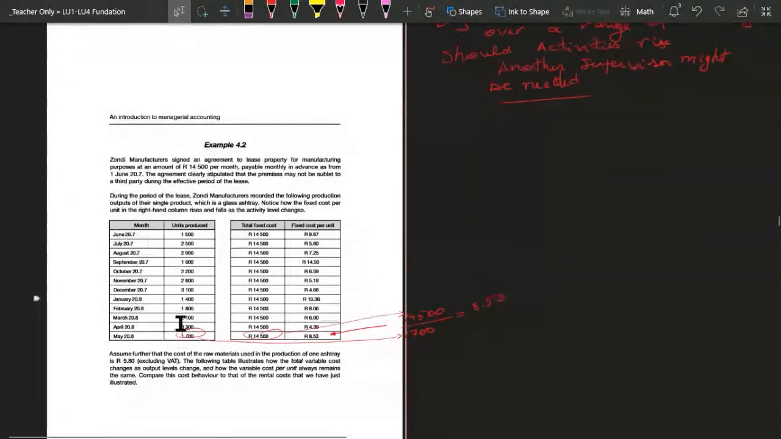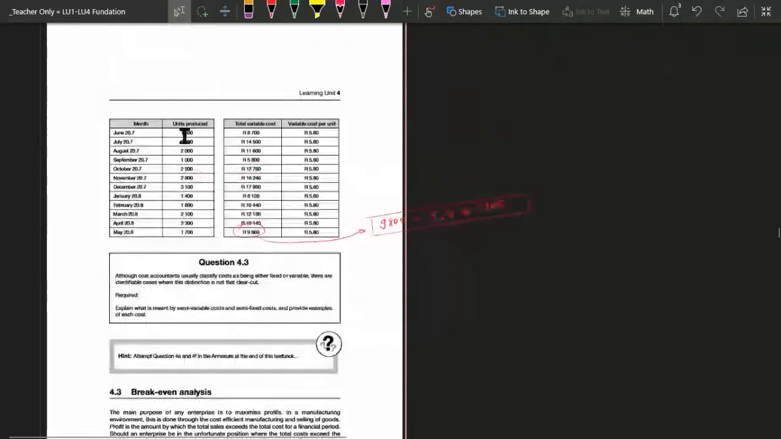But we want to focus on the example again on the number of units. We call it the cost behavior. How does the cost react to the number of units that we're producing? So you can see the total fixed cost stays the same, but the fixed cost per unit varies. If the number of units produced goes up, the fixed cost per unit goes down. So they have an opposite effect on each other. Very easy. Remember again to look at this.